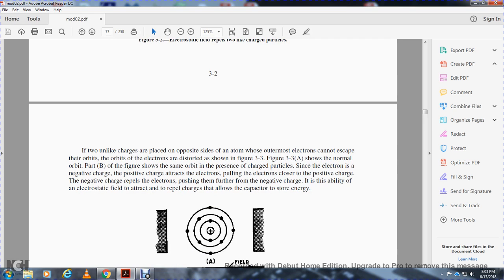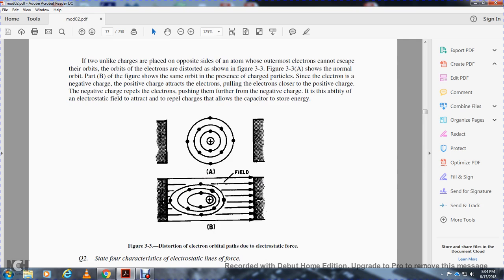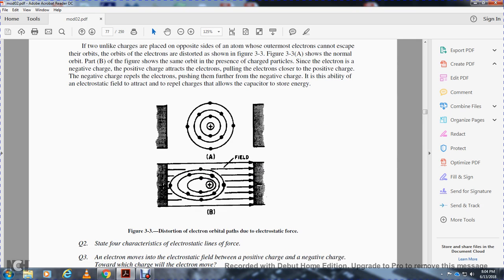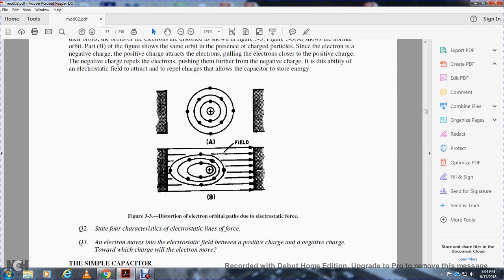If two unlike charges are placed on opposite sides of an atom whose outermost electrons cannot escape their orbit, the orbit of the electrons is distorted. This is shown in figure 3.3. Part a of the figure shows the normal orbit. Part b of the figure shows the same orbit in the presence of the charged particles. Since the electron is negative, the positive charge pulls the electrons closer to the positive charge, while the negative charge repels the electrons, pushing them further from the negative charge. The ability of the electrostatic field to attract and repel the charges allows the capacitor to store energy. Distortion of the electron orbital path is due to electrostatic force.